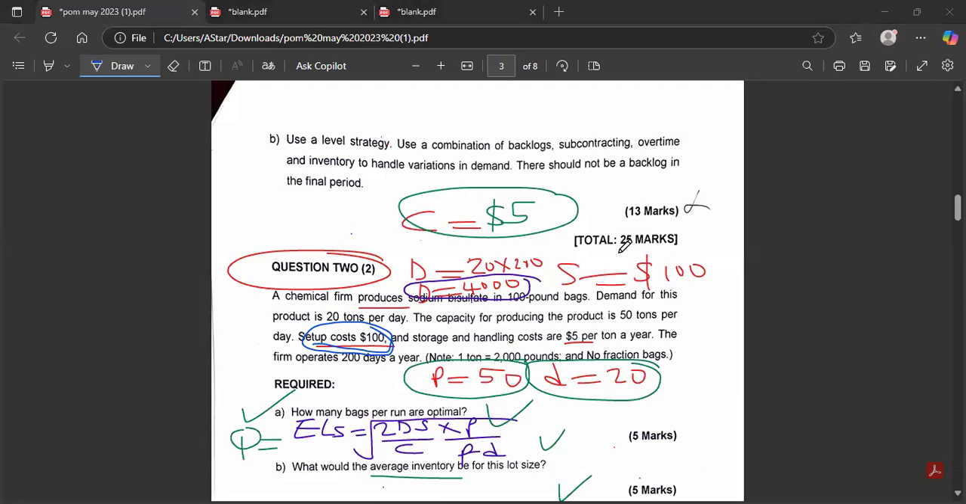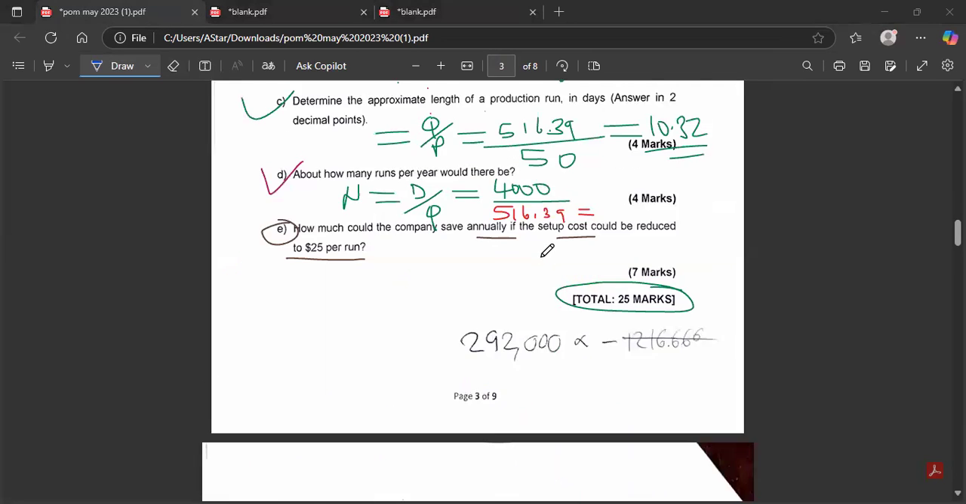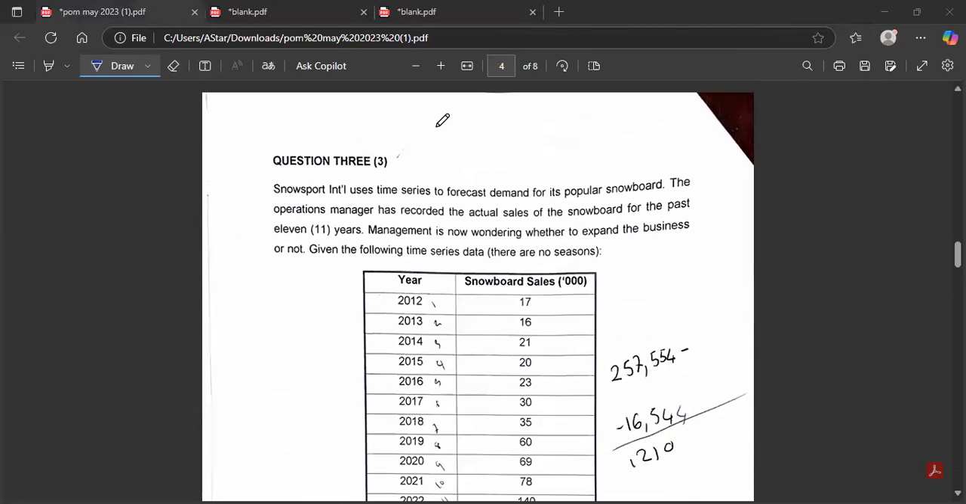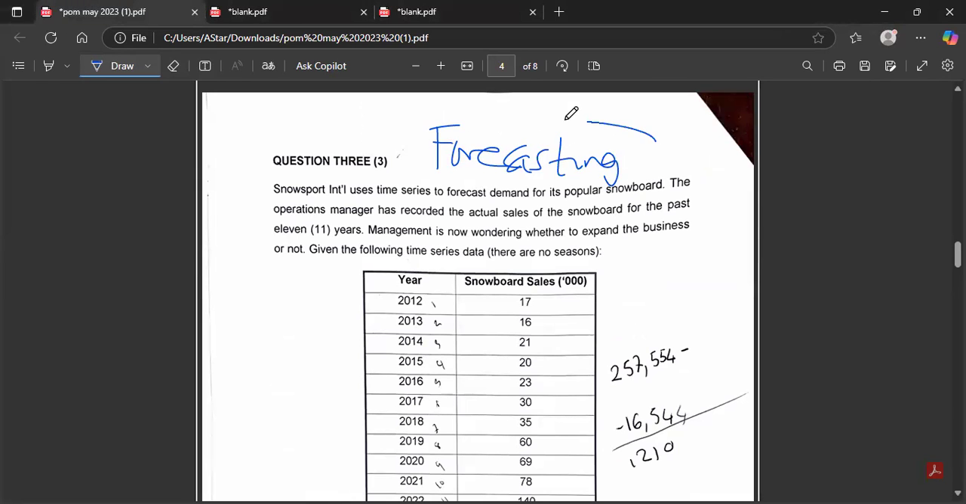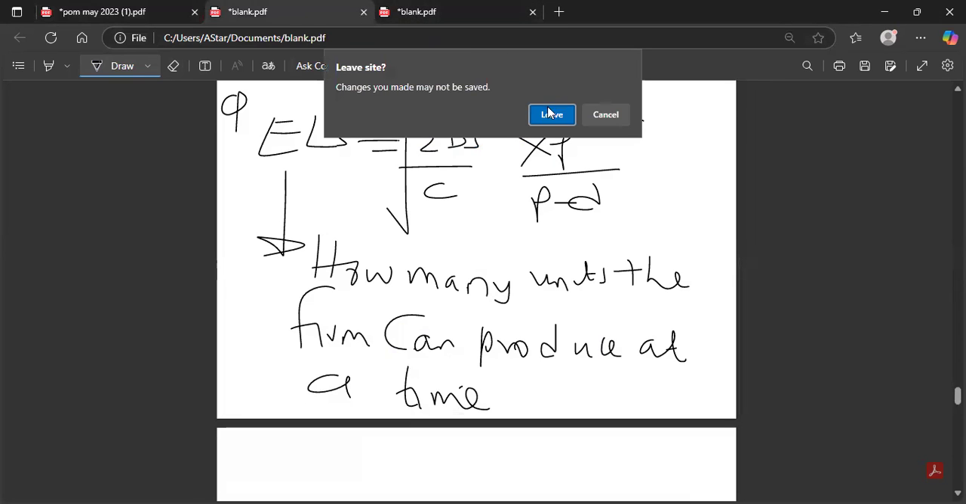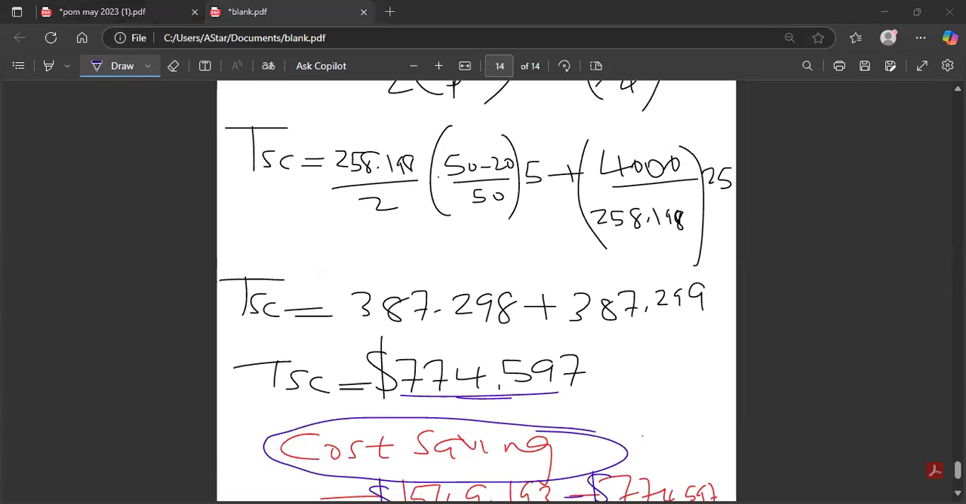This is on inventory management model 2, which is on production model. Let's go to the next question. This one is on forecasting. Don't worry much about it. You even did it in QM. This is our X, this is our Y, and you use a regression line. Is that okay with you? You understand what regression means? The line of regression?